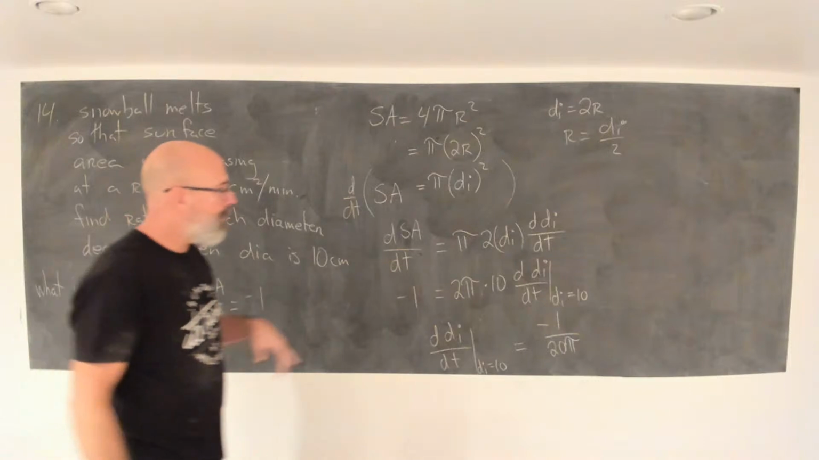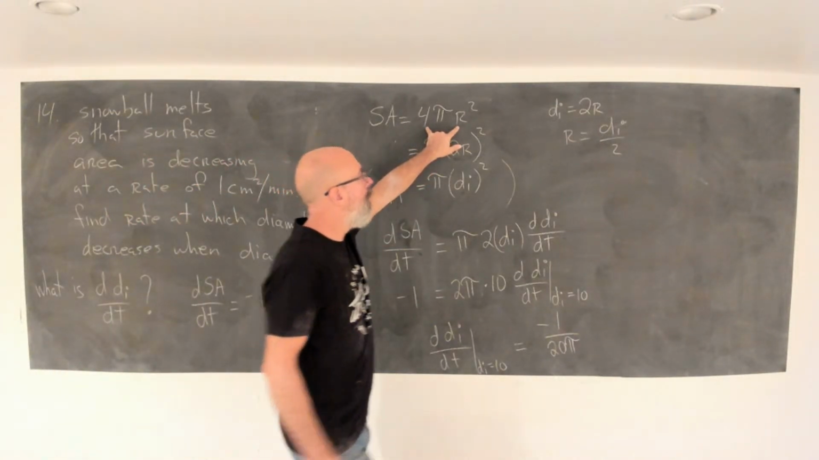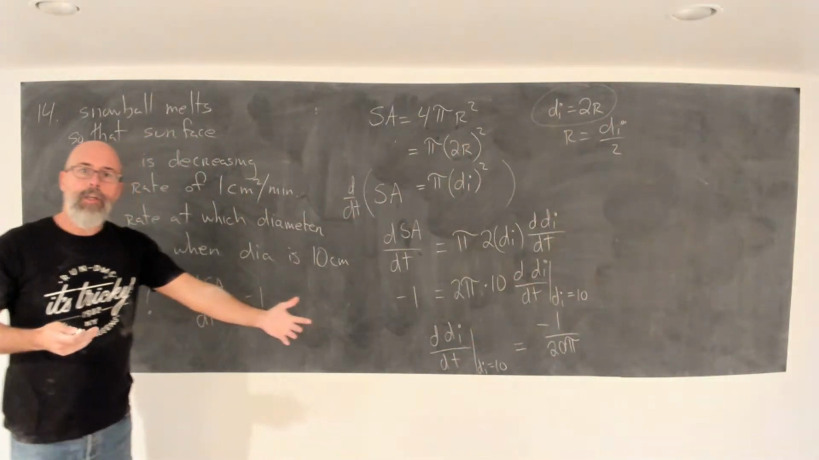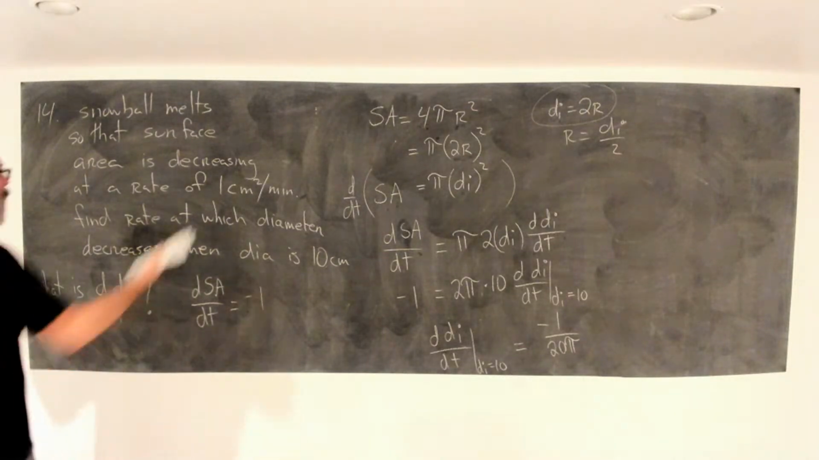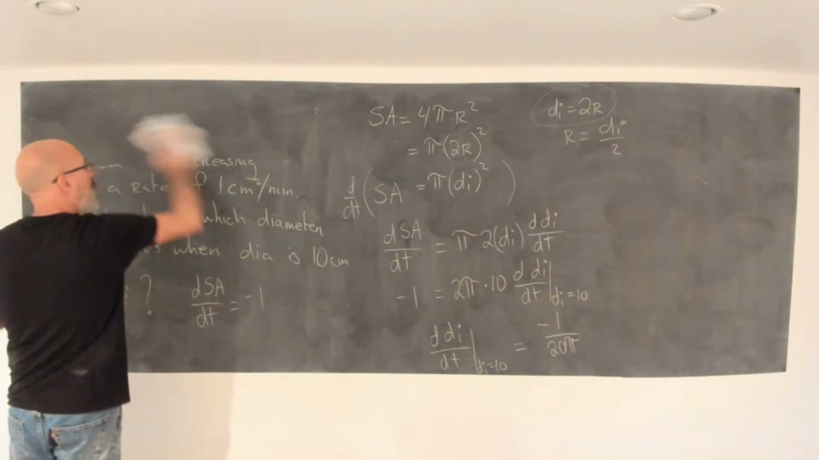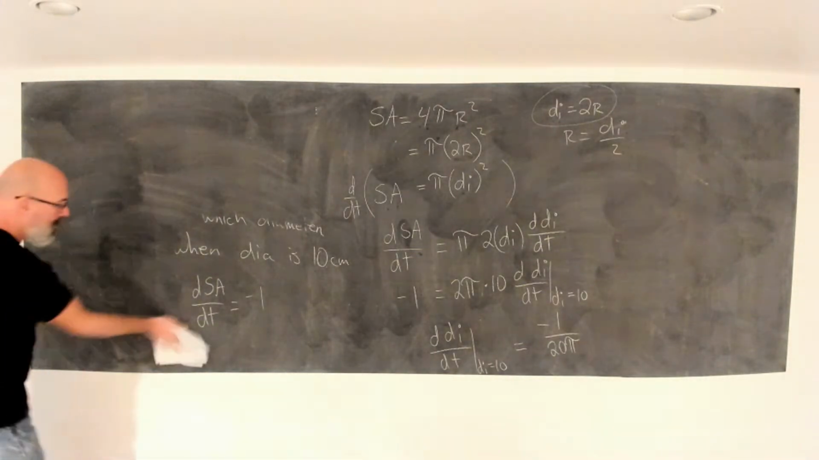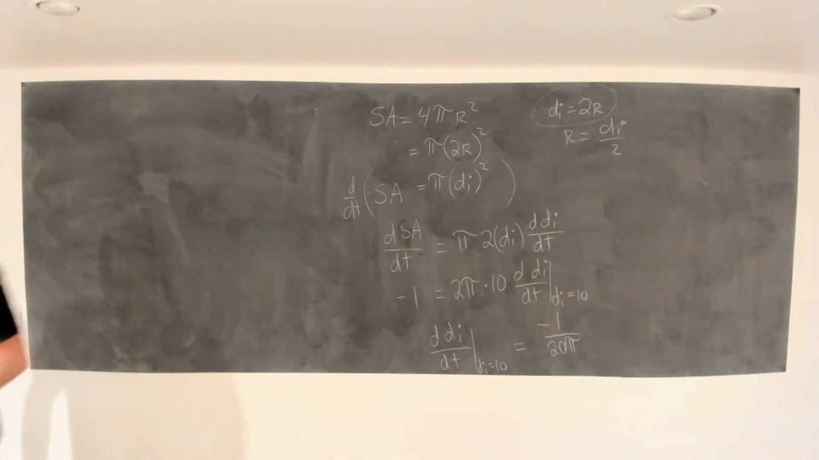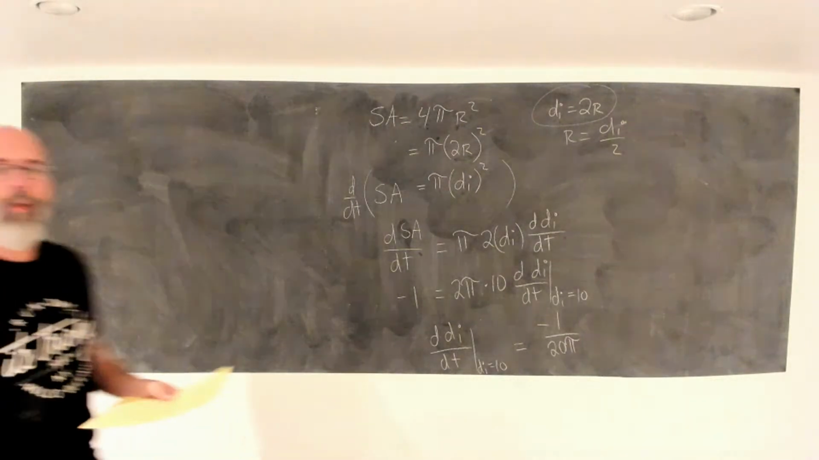Sean is suggesting you could have left it like this, found dr dt, and then used this to relate dr dt to di dt, and that would have worked there as well. So, whatever is easiest for you. There's no unique way to tackle these. If you see a relation, go with it. And that's the whole point of these questions. It's relating one thing to the other.